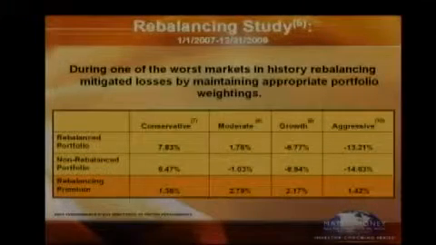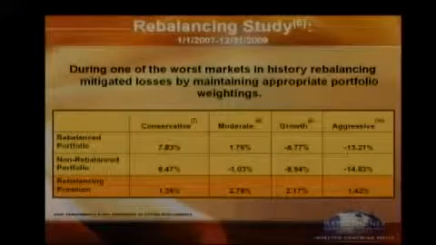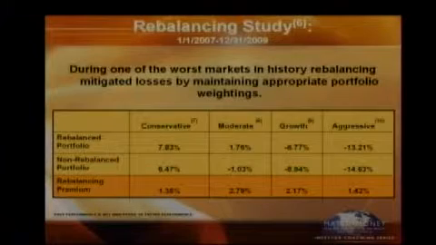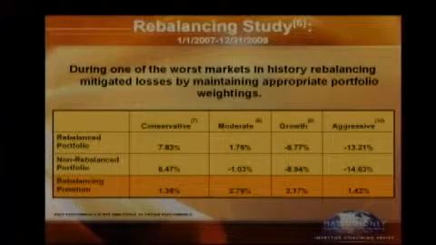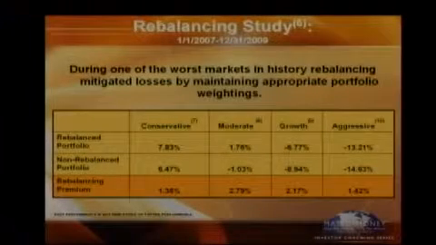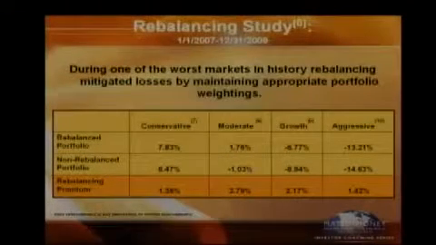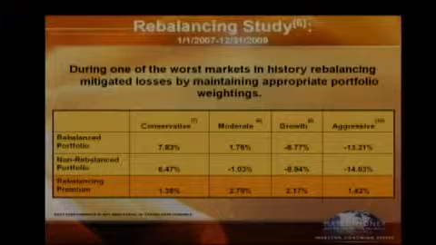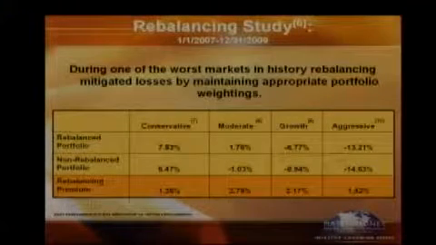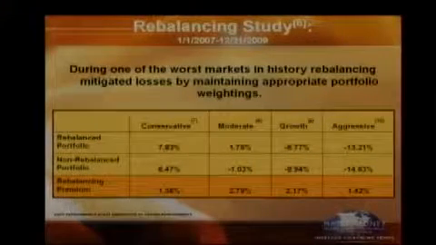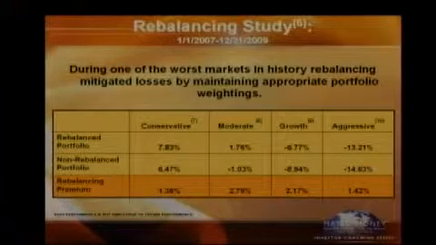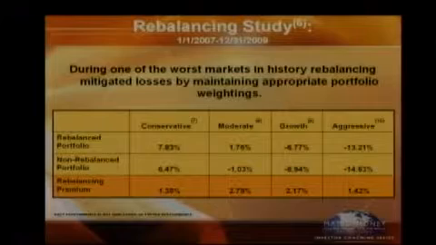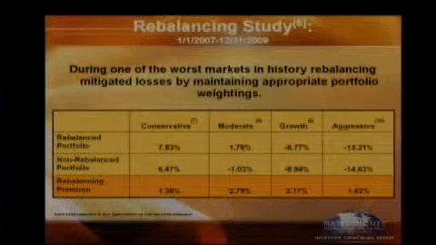So in a conservative portfolio, the rebalanced portfolio earned 7.83%, but if it had not been rebalanced, it would have been 6.47. So you got an additional 1.3% return for rebalancing during that time period. If you go to the growth mix, you lost 6.7%, but if you hadn't rebalanced, you would have lost 8.9%, saving you nearly over 2% in your portfolio just for rebalancing, for doing the right thing at the right time, for being systematic and disciplined.